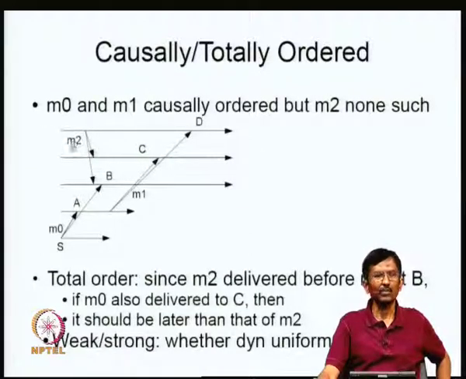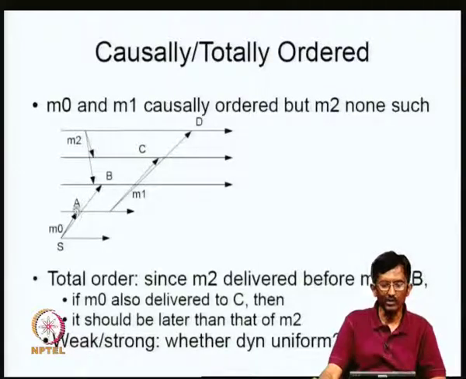Okay. There is something else, M2, which has no connection with M0. Notice that the only way I can say that M1 is causally related to M0 is because there is one common place, A, where I can see that this one is definitely earlier than this. If there is no such thing, then I can't really figure out what is going on. For example, this M2 goes to C and B, right, and there is no way in which I can say that.